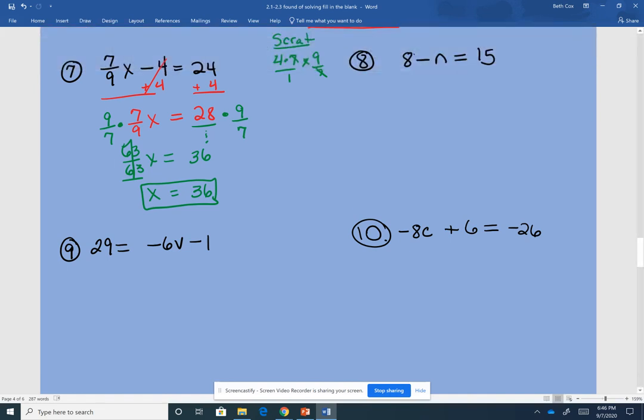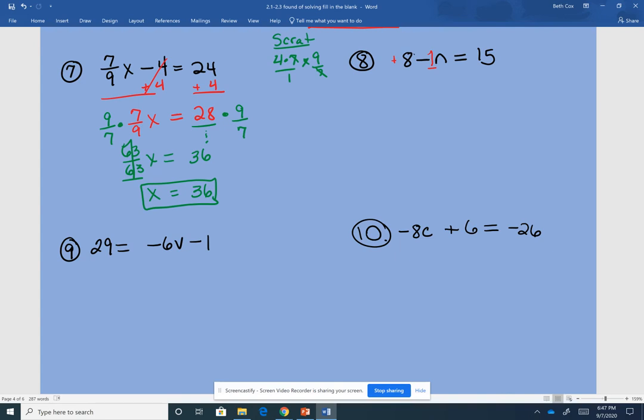Number 8. Ooh. This one is strange. This one is different. Okay. This variable has a negative on it. Let's put a 1 on there. Okay. And that 8 is actually a positive 8. This is 8 minus the 1n equal 15. That is a plus 8. 8 is not being taken away from my variable. That's the tricky thing. Okay.